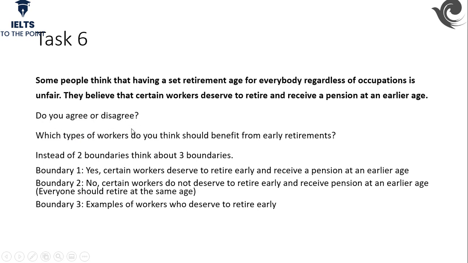And the third boundary could be the examples of workers who deserve to retire early. Alright, so when you're giving examples, develop these examples like your regular pointer, like ask what, how, and what if it happens. Don't just give examples the way you give otherwise, examples from your experience or anything like that. We are going to take this particular sample very soon, so be ready for that as well.